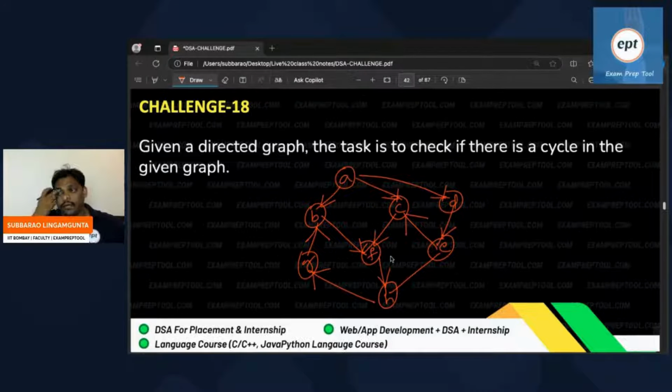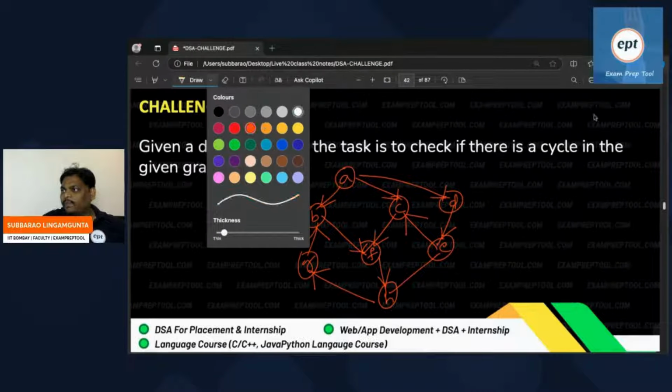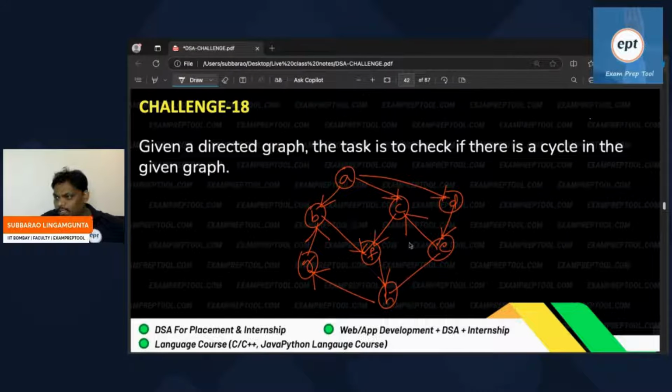Try to understand. In this graph, if you observe, there is a cycle. If you want, you can verify. Some people are asking, sir, where is the cycle? Let's see: B, F, H, G, and back to B. There is a cycle. If you see other areas, they look like a cycle, but there is no cycle.